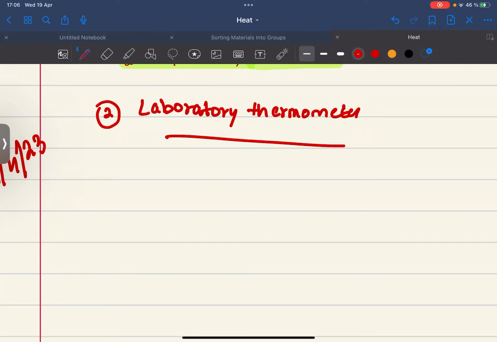The laboratory thermometer is very long. It's not something you can fit into your mouth for checking the temperature. It's very long, and the range of the laboratory thermometer is from minus 10 degrees Celsius to 110 degrees Celsius. Also, you can see that the clinical thermometer is smaller than the laboratory thermometer.